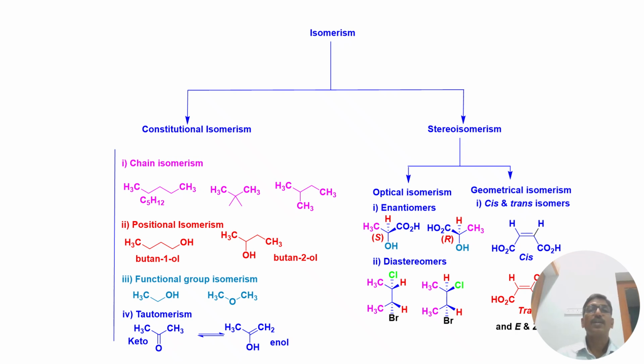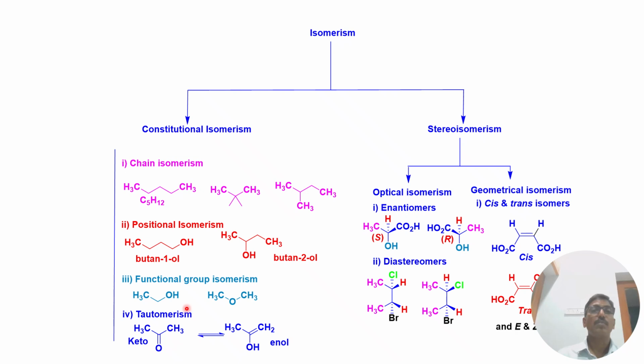Now one can see that the schematic representation shows how one can classify the isomerism. There are two different categories: one is constitutional isomerism, the other one is stereoisomerism. Though there are several classifications under constitutional or structural isomerism, here we have captured only four: chain isomerism, positional isomerism, functional group isomerism, and tautomerism.